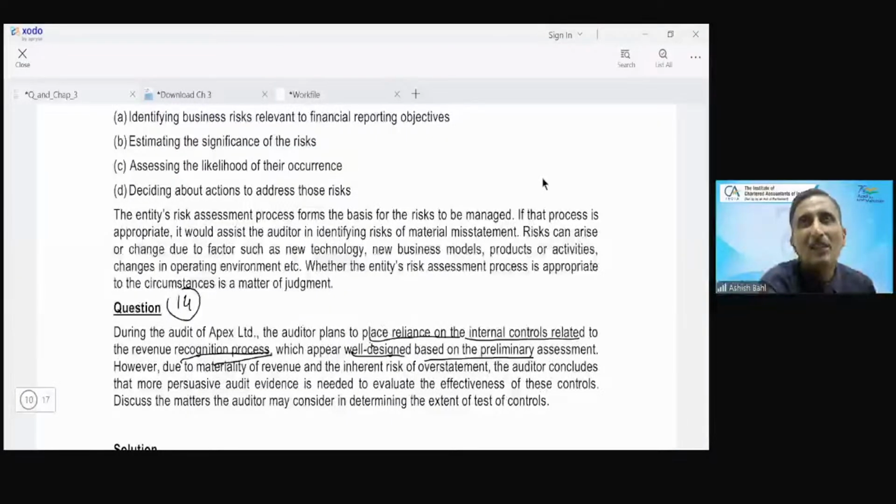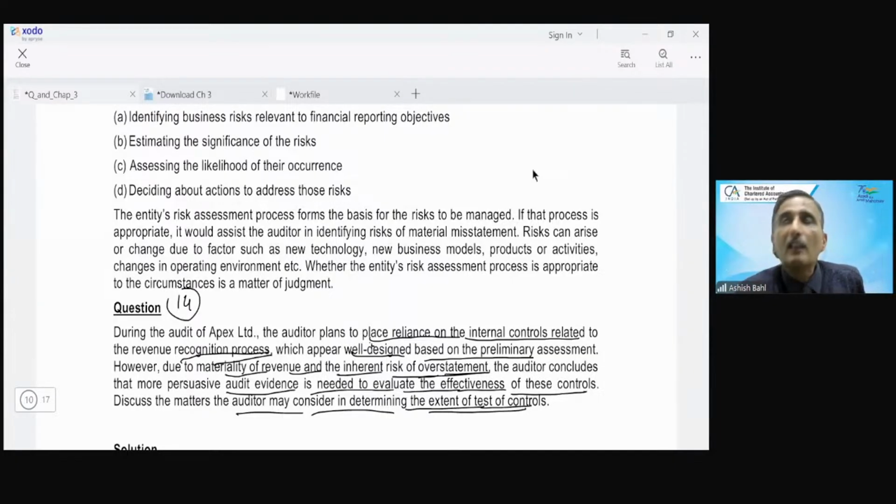So revenue recognition, you already know, is material. The revenue is a material item. However, due to materiality of revenue and inherent risk of overstatement, the auditor concludes that the more persuasive audit evidence is needed to evaluate the effectiveness of controls. Discuss the matters the auditor may consider in determining the extent of tests of controls.